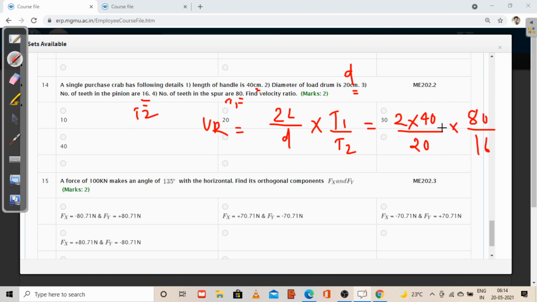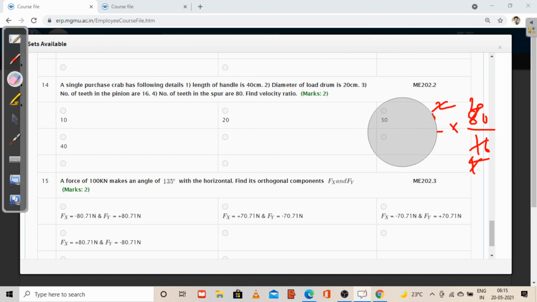So if you put these values and cut this, it will be 2 to 4, and cutting 4, here it will be 4 and 2, so no need of calculator. I think you will get 20, and 20 is in the options. Okay, this is the answer. There is no need for a calculator here, you can easily calculate. For this 14th question, the answer is 20.